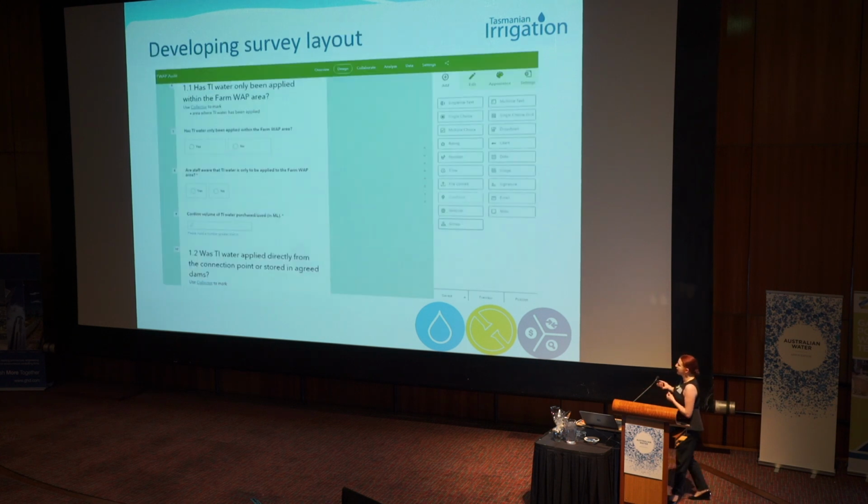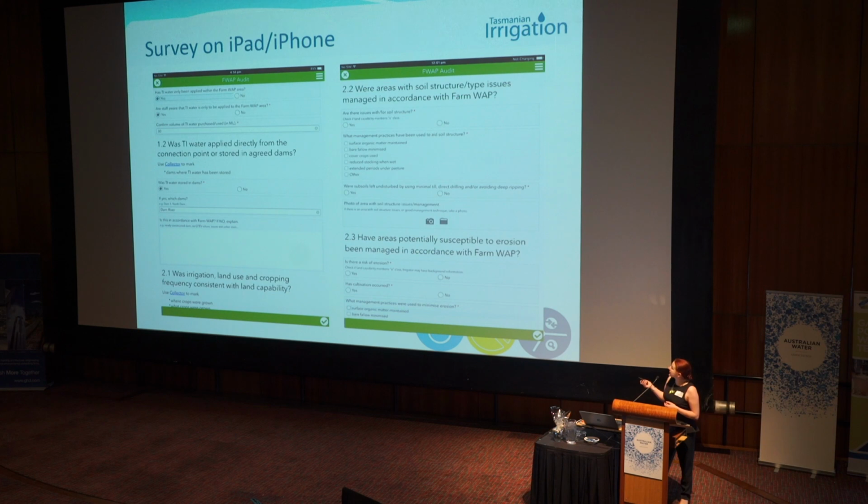I'll run you through how the system works. So this is the portal on the web. You just take these questions and you drag them over into the order that you want them, and type in what your question is, what your answers are, if you've got yes, no, or other things you might want to ask, which is extremely easy to use. You can keep altering it, but you just save and publish, and then it looks like this on an iPad.